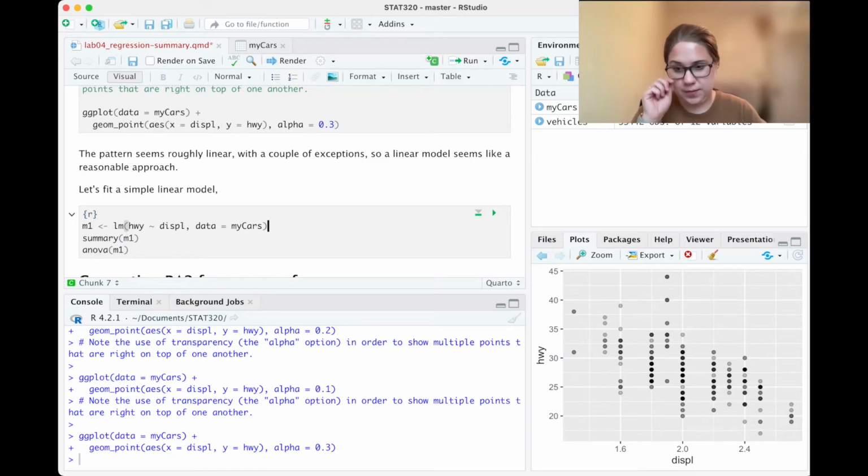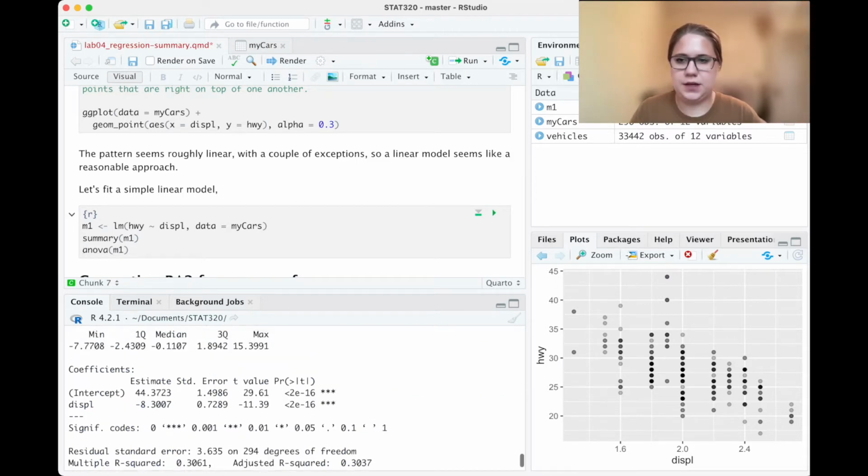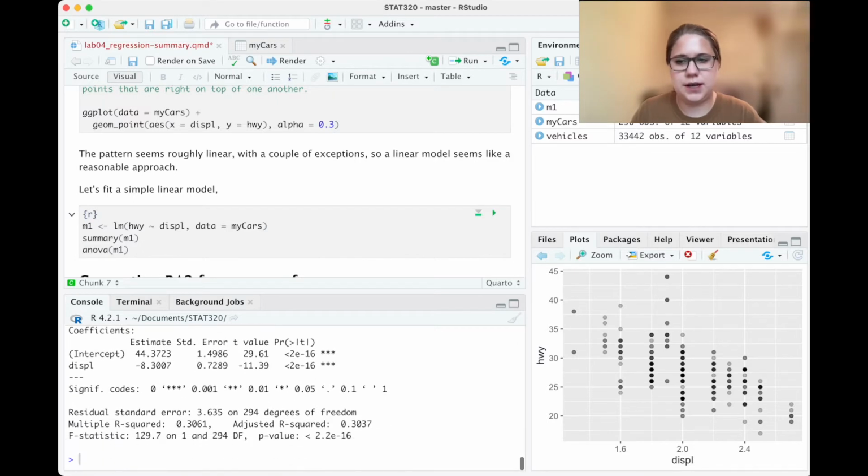And I'm going to hit Control Enter or Command Return to just run one line of code at a time. So I ran that first line of M1. Now I've got a model in my environment. And then I could Command Return to get a summary. So I can look at this summary.